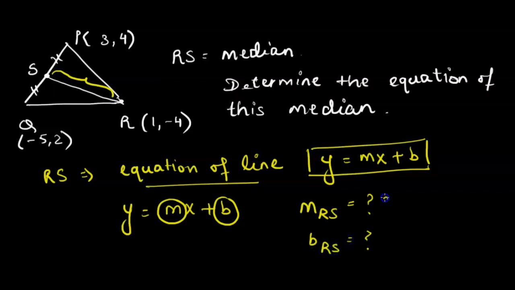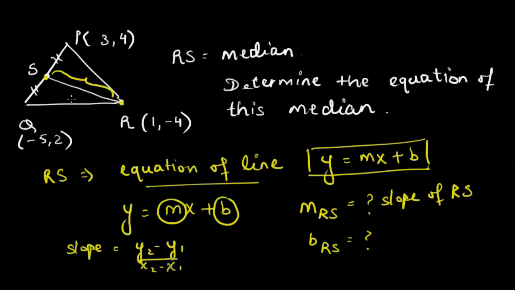Now to find the slope of line RS, we need 2 points on the line, because the slope formula is y2 minus y1 over x2 minus x1. So we need 2 points in order to fill in these values. We are already given the point R. We know the coordinates are 1 and -4. The other point that lies on the line is S. So we have to find the coordinates of point S. Let's call these coordinates x, y. Now, our first goal is to get the coordinates of this point.